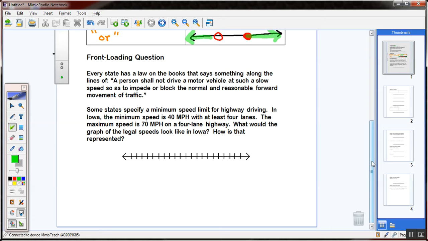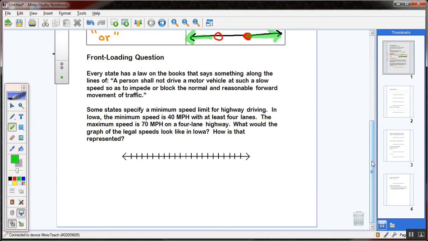But first of all, it says, every state has a law on the books that says something along the lines of, a person shall not drive a motor vehicle at such a slow speed so as to impede or block the normal and reasonable forward movement of traffic. Okay, what the heck does that mean? Well, right down here, some states specify what's called a minimum speed limit for highway driving. In Iowa, out on the interstates, what's the minimum speed? You've seen those signs before. What's the minimum speed that says that you can go? 40, but it says on 4 lanes that the maximum speed is supposed to be what? 70. By law, that's what we're supposed to do, okay?